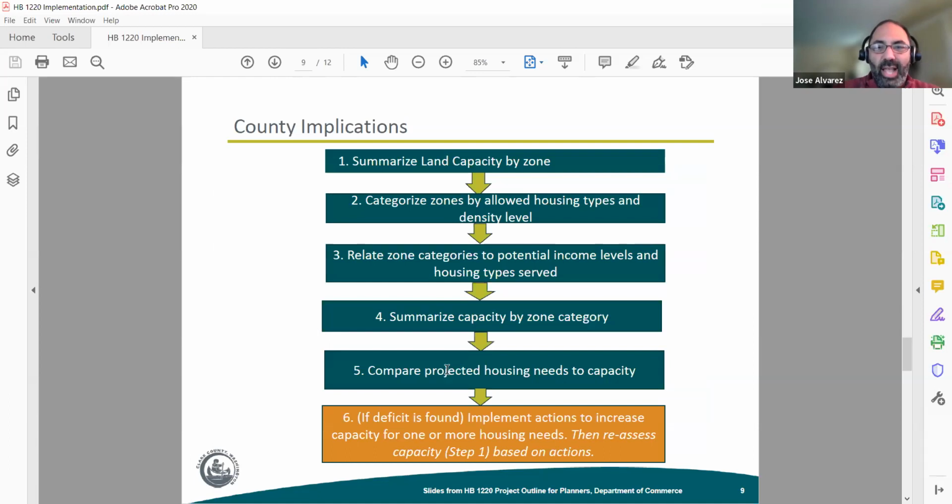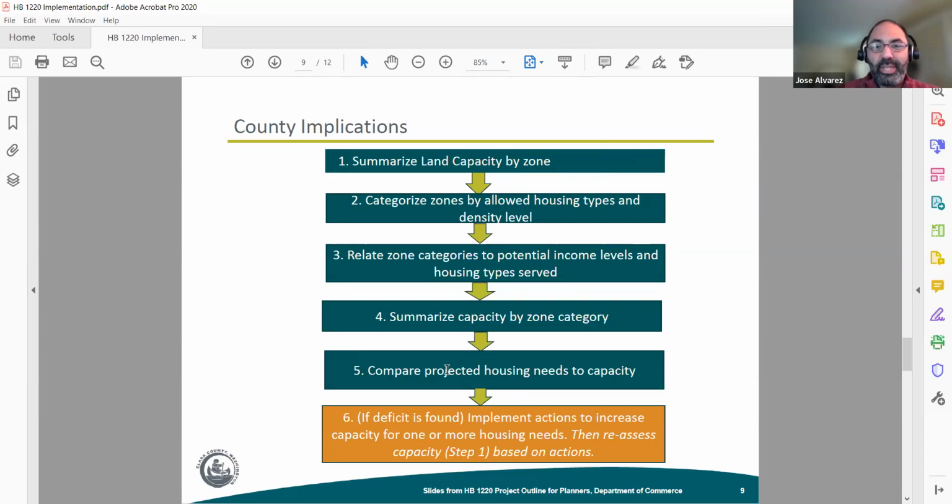So the next item is, we have these income bands, and so how do we translate those income bands into types of land and land zoned appropriately? So this is just a flow chart that Commerce has come up with, looking at summarizing land capacity by zone.